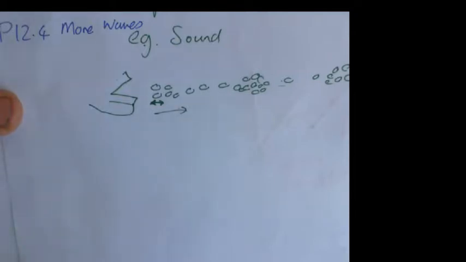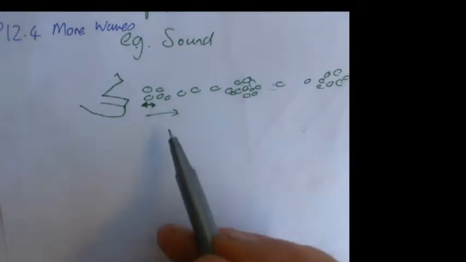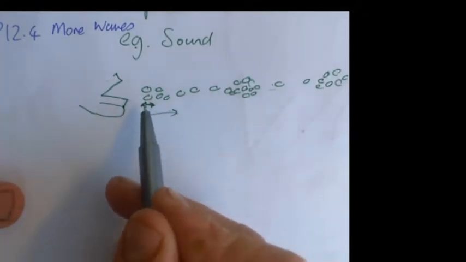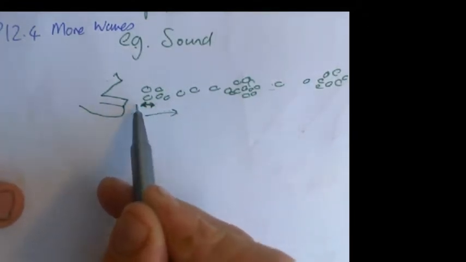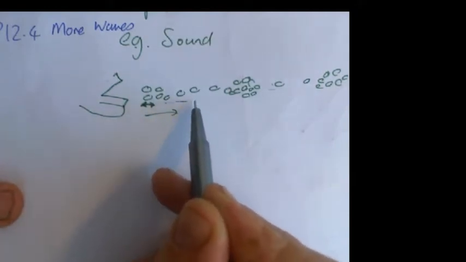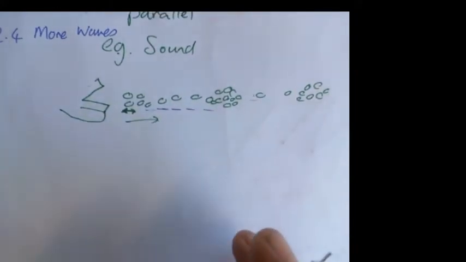Okay, so P12.4, more about waves, and the wave we're going to talk about in particular is a sound wave. So sound waves are quite straightforward. Particles vibrate, they oscillate side to side. Those oscillations get passed on to the next one, which get passed on to the next one, and so on until somebody hears it.